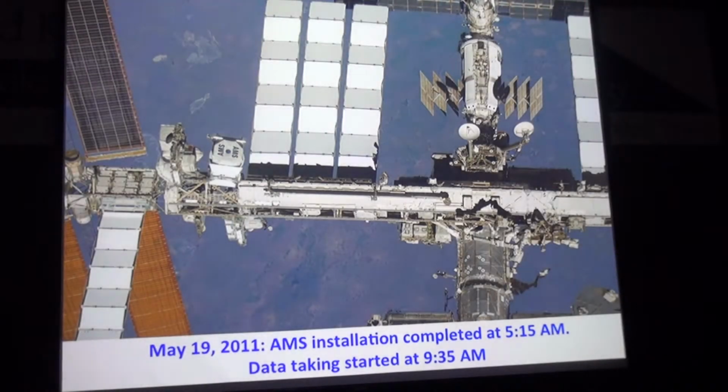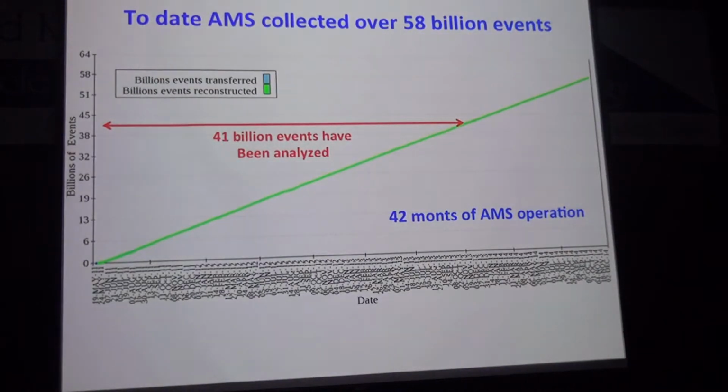flux. AMS was launched in May 2011, so we have been in operation for more than 3 years now. Just a few hours after the installation on the space station, we started to take data, and we continued taking data over 42 months. This shows the amount of data as a function of date. You see there's basically no break, and up to now we have about 58 billion cosmic ray events, and 41 billion events have been analyzed.